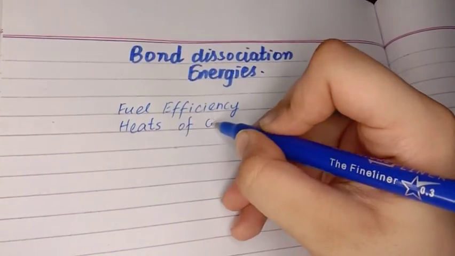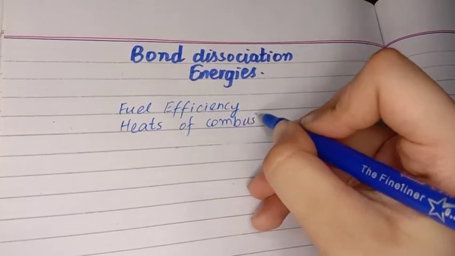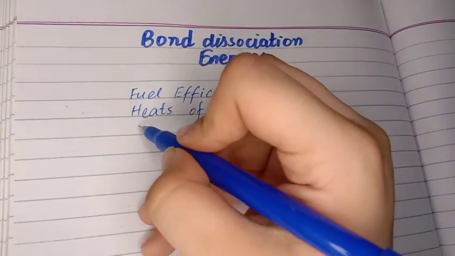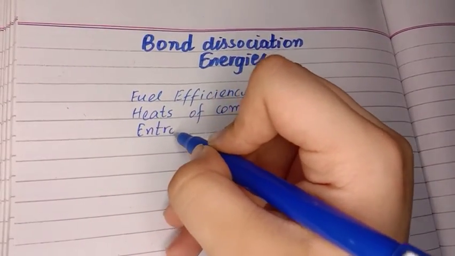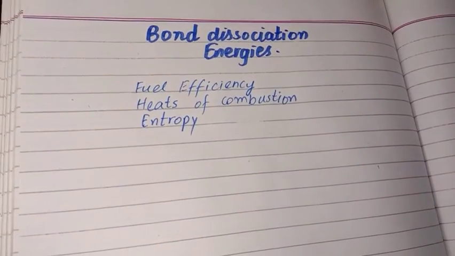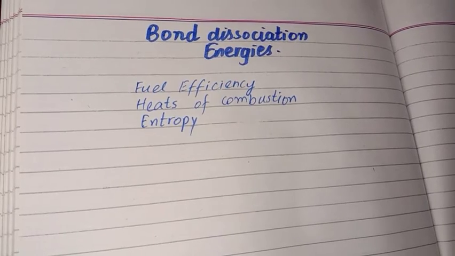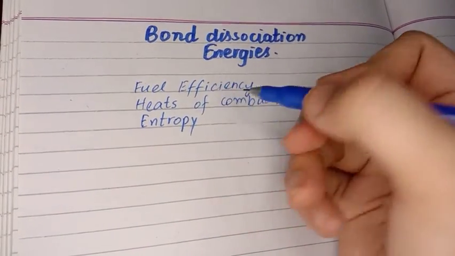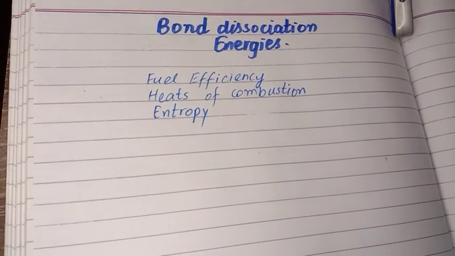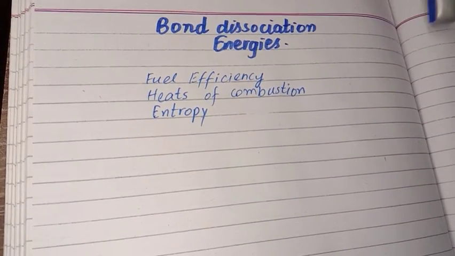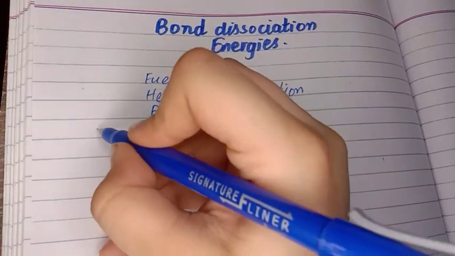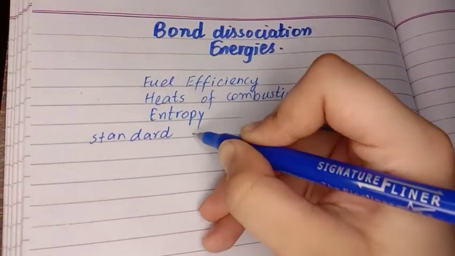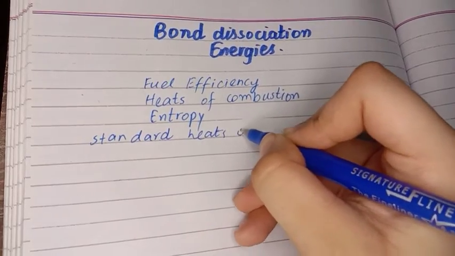So the standard heat of formation has the definition that the enthalpy change, delta HF naught, for the formation of 1 mole of substance in its standard state from its constituent elements, which are also in their standard states, is known as the standard heat of formation. As we discussed in the last video, standard conditions are the conditions set by the scientists.